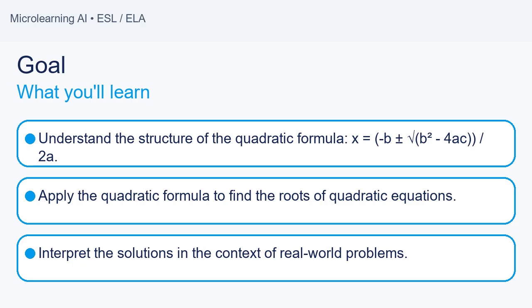Goals for this lesson. Understand the structure of the quadratic formula: x equals negative b plus or minus the square root of b squared minus 4ac, over 2a. Apply the quadratic formula to find the roots of quadratic equations. Interpret the solutions in the context of real-world problems.